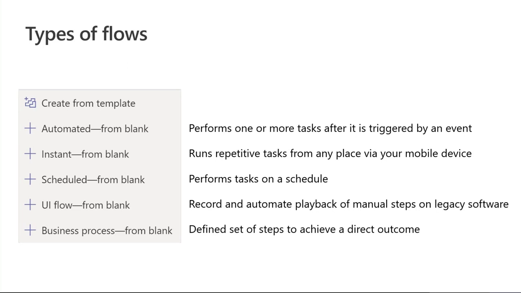A business process flow runs on top of Common Data Service and works with model-driven apps to help guide a user through a process, such as onboarding a new customer through various steps of a process. A UI flow records and automates the playback of manual steps on legacy software, so for desktop and web applications that do not have APIs, for example.